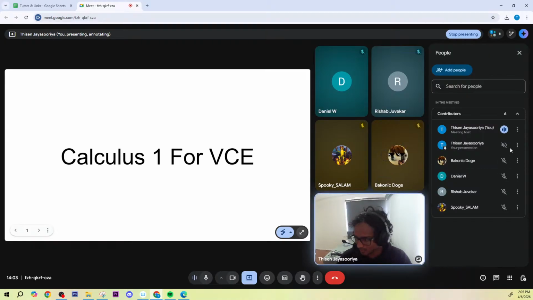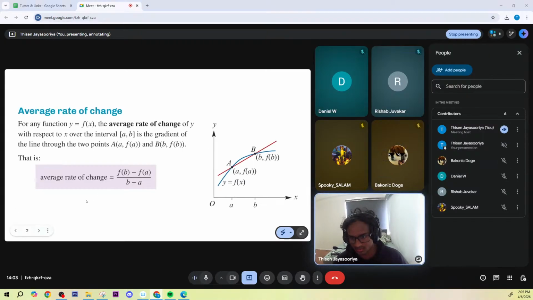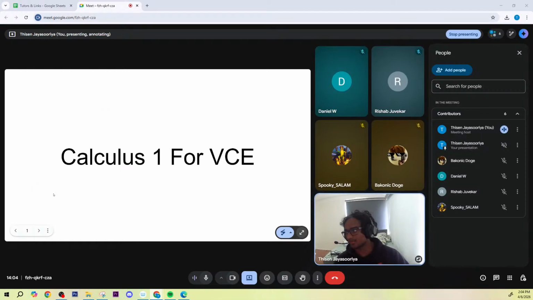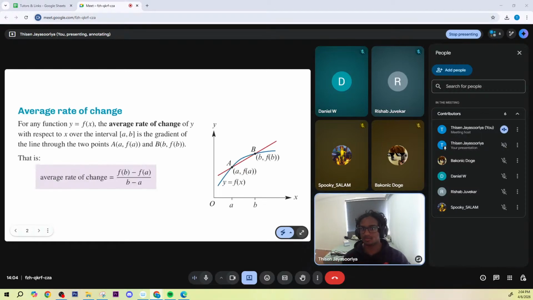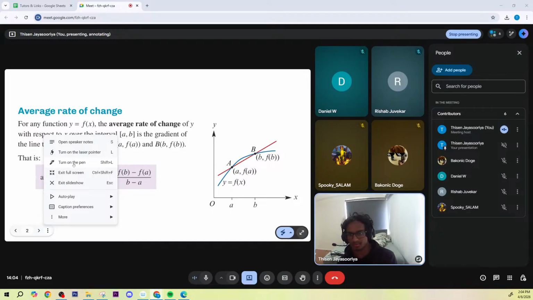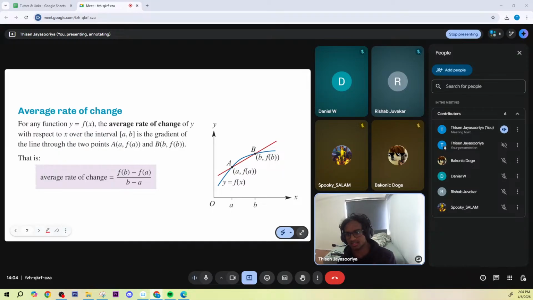Okay, so let's get started with this one. The first thing that we start dealing with is more or less just the form. It's some pretty basic stuff. We don't start off with anything crazy. But the first thing is just the idea of the average rate of change.